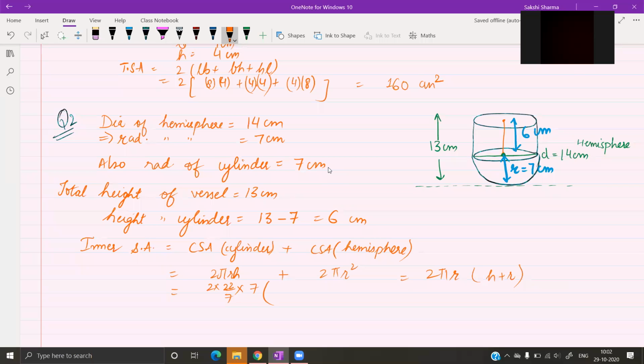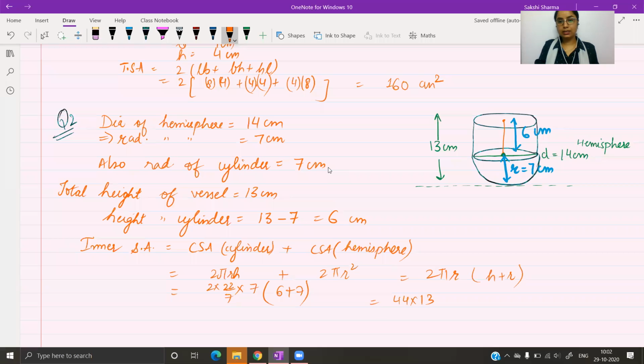Yes, ma'am, just trying to solve it quickly. Height and radius: the height for the cylinder is 6, the radius is 7, and this becomes 44 multiplied by 13. And now you can obtain your answer.